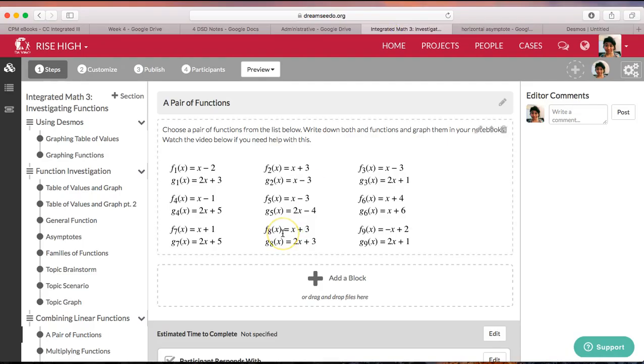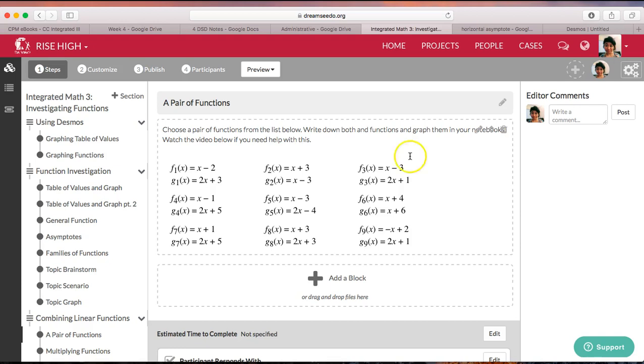All right, so in this part of the challenge, you're going to choose a pair of functions from this list. So either this pair or this pair, etc., etc. And then you're going to graph both of the functions in your notebook. So I'm going to go ahead and show you an example.